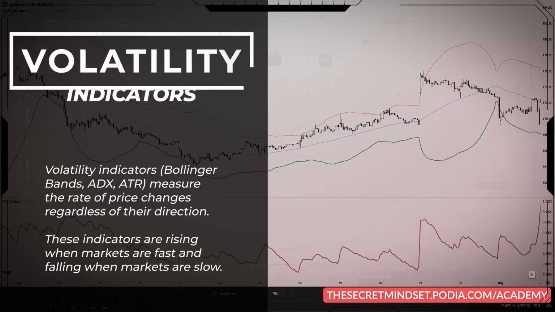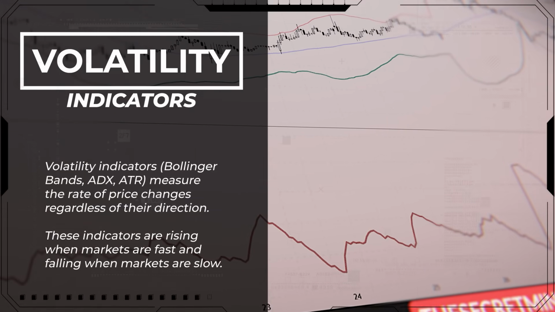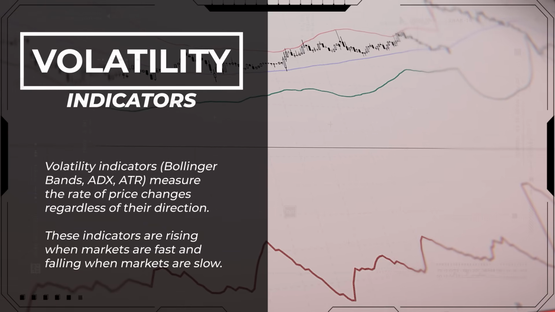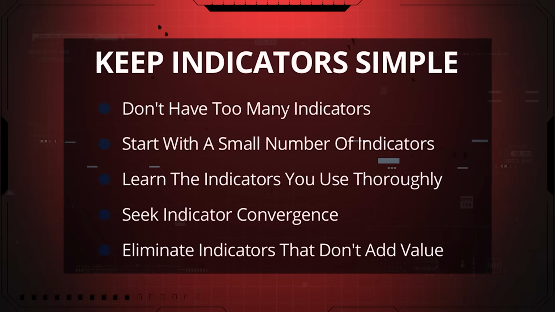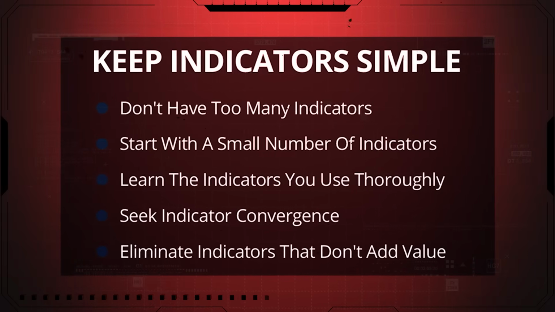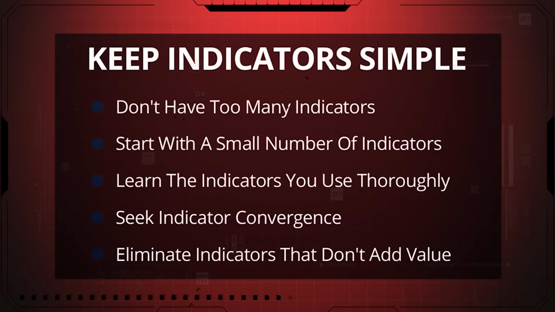Volatility indicators, such as Bollinger Bands and ATR, measure the rate of price changes regardless of their direction. These indicators are rising when markets are fast and falling when markets are slow. Indicators should confirm your trade bias, not be followed blindly. Let them be a tool in your arsenal, but don't rely on them entirely.